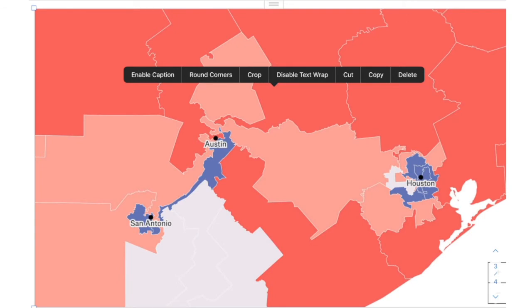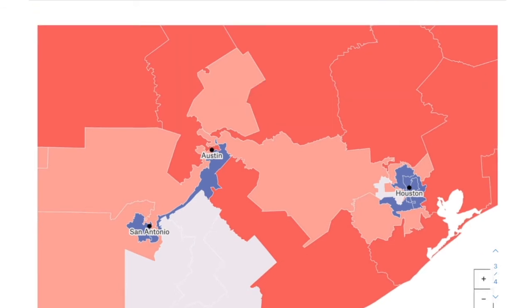What I've got here is the region near Houston, Austin, and San Antonio. You will see those cities are blue, that's Democrat, and these much larger districts out here, they're much larger geographically because hardly anybody lives there, and those are all Republican. Why is it that people in the cities vote Democrat and people in the country vote Republican?